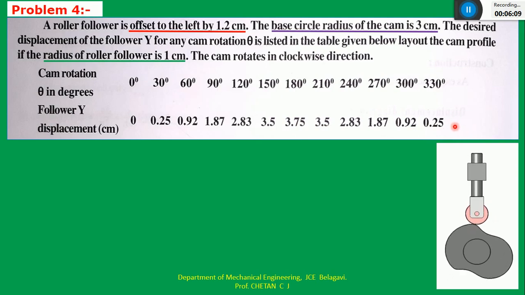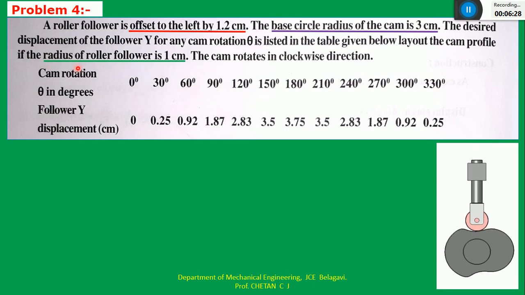So this is the given data, and since the displacement and the angles are already given, there is no need to draw the displacement diagram because the data is already given. So directly you can draw the cam profile.